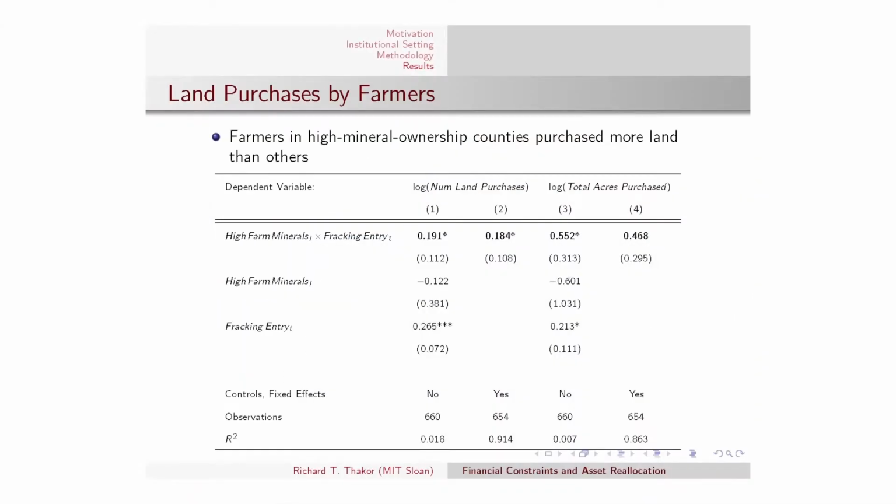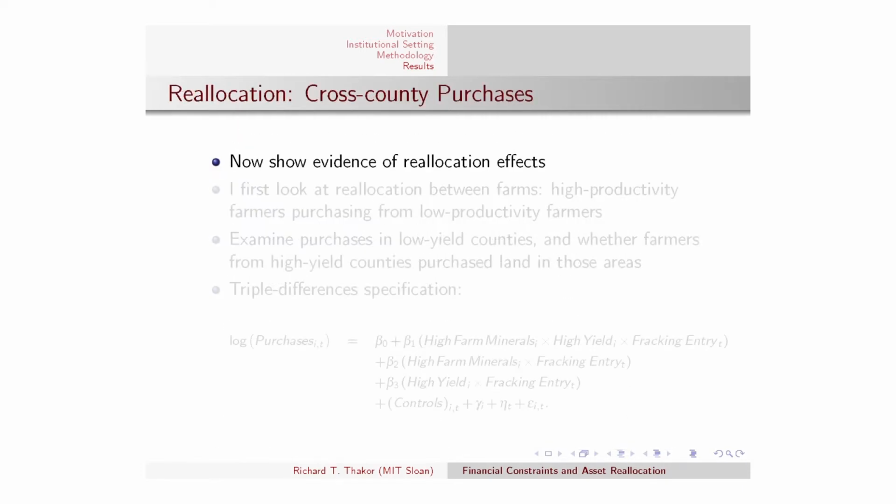Now, in terms of my results, I first examine land purchases by farmers. And I show that in the counties where many farmers own mineral rights and receive these cash payments, farmers increase their number of land purchases by about 18% relative to the control group, and they increase their purchases of acres by about 47%. Now, I then delve into the specific reallocation effects that are underlying these results.